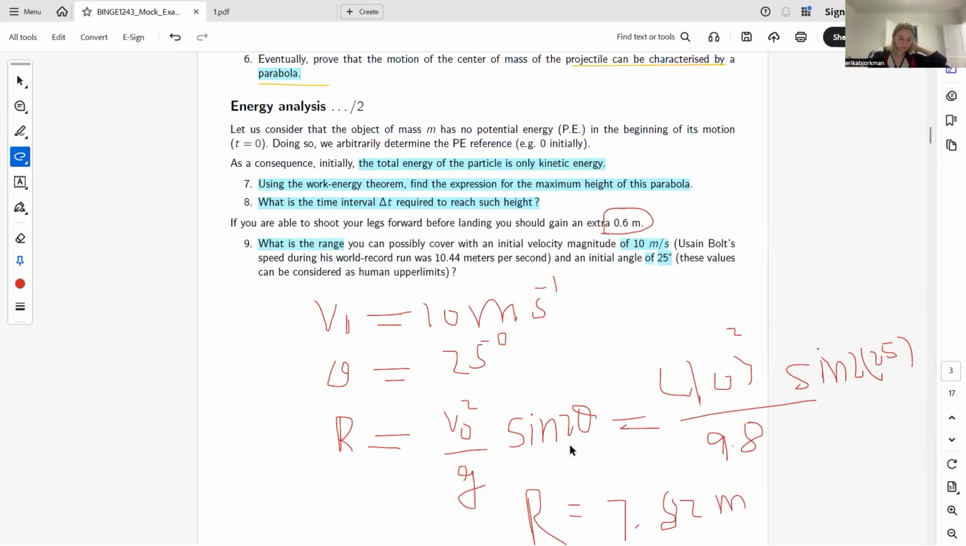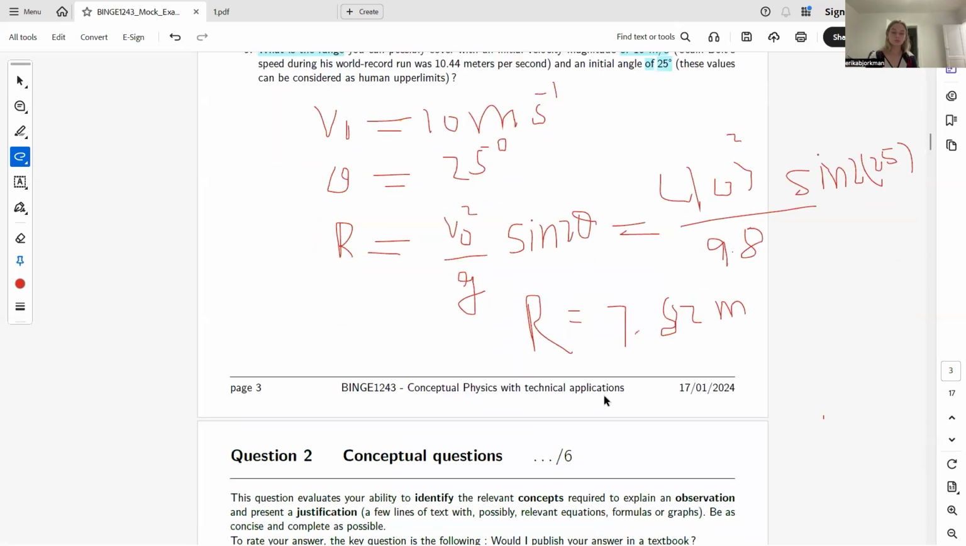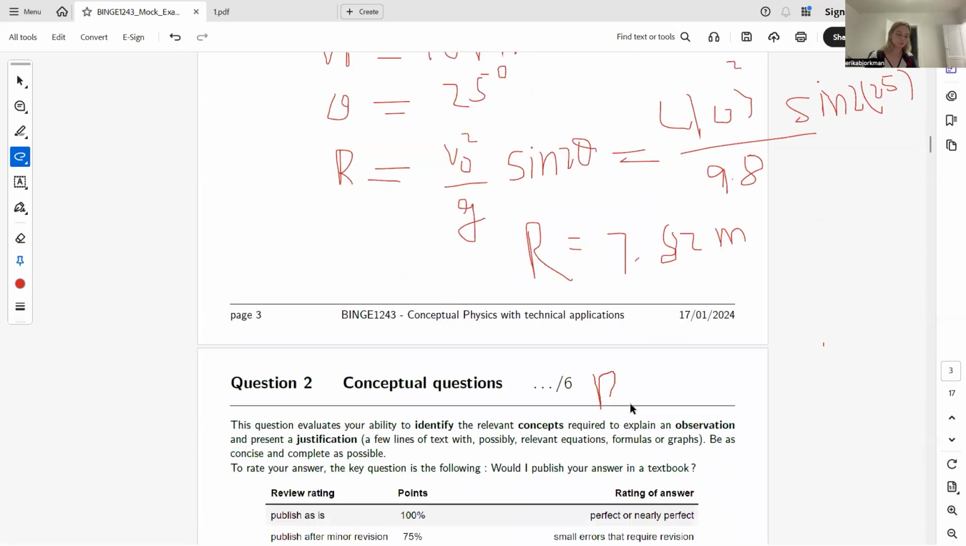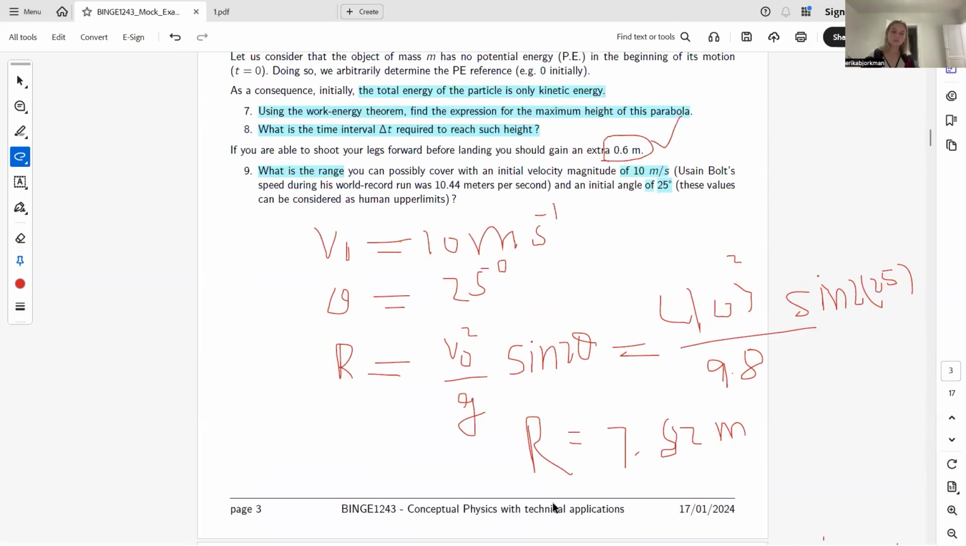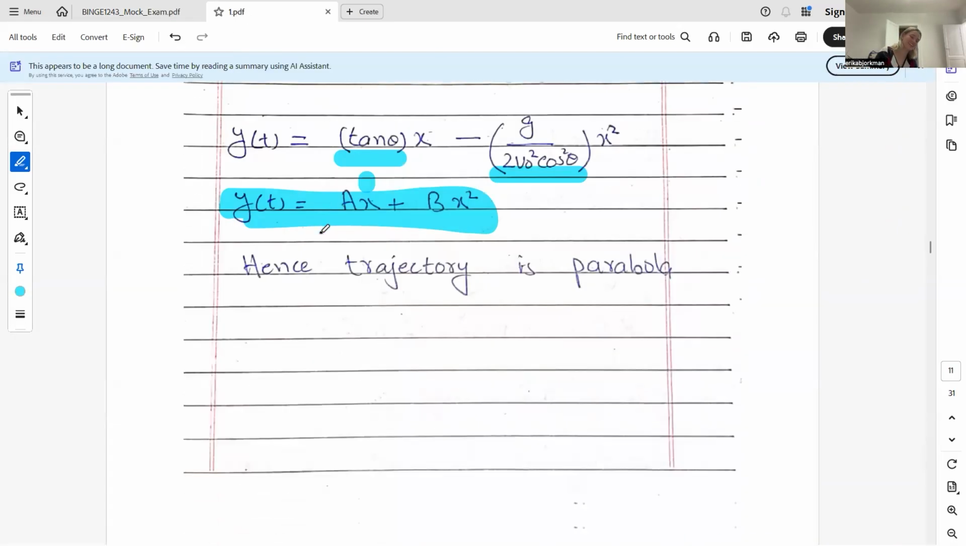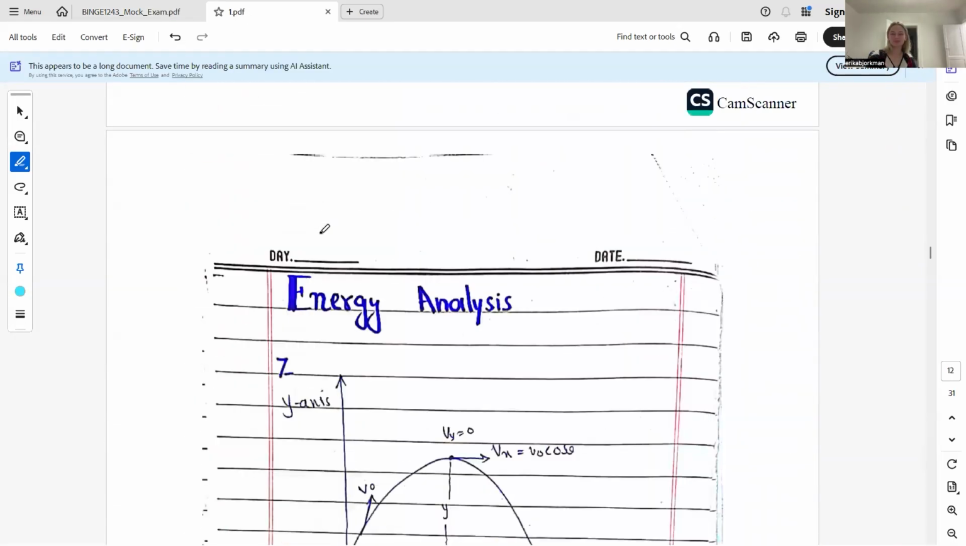But in our current case, we have observed that the person is throwing his legs forward, so he will gain an extra distance of 0.6 meter. For that purpose, you need to add that extra distance to this range: 7.82 plus that 0.6 meter. Then you will get the result 8.42 meter. So we have finally ended our second question. Oh, sorry, first question. Finally, indeed.